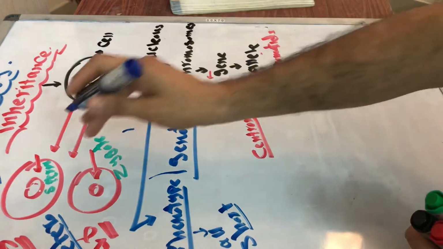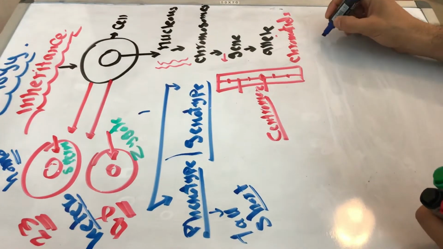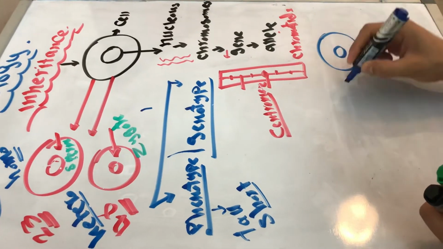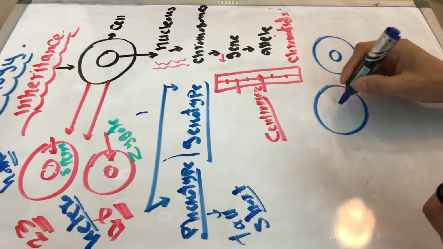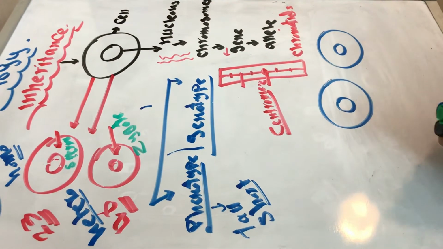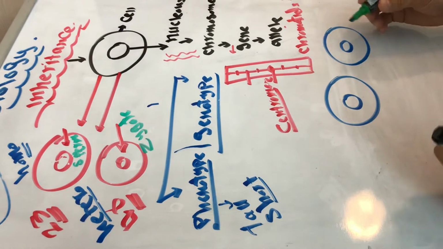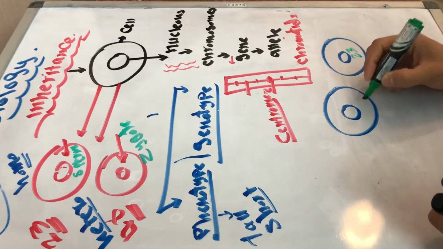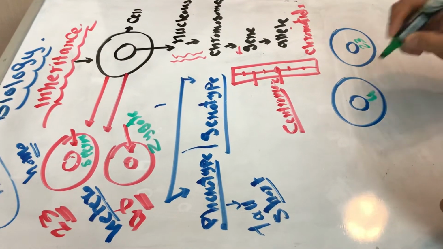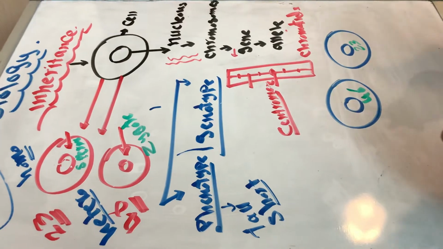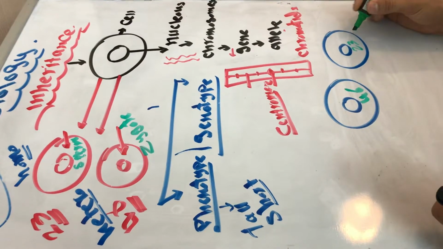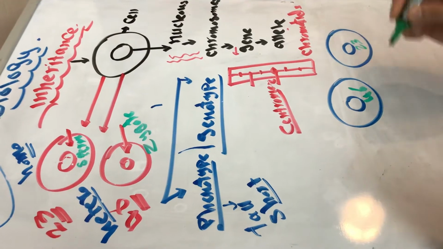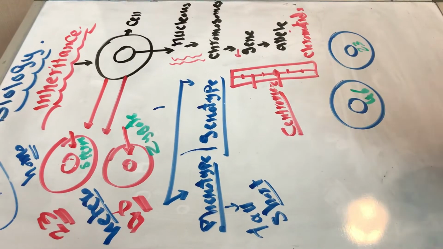Continue for this point about two kinds of cells. You must distinguish between two kinds of cells: this one with 23 chromosomes and this one with 46 chromosomes. So each one has its own number of chromosomes, 23 chromosomes and 46 chromosomes.